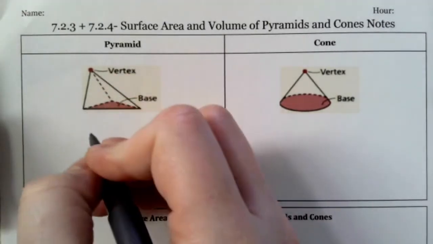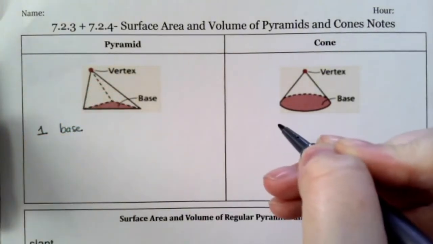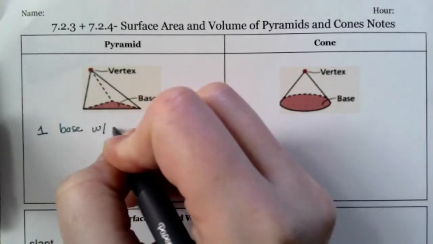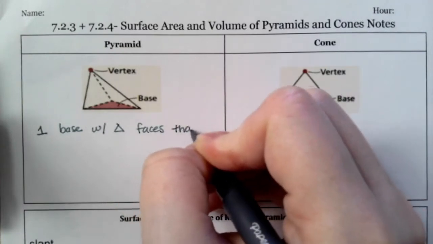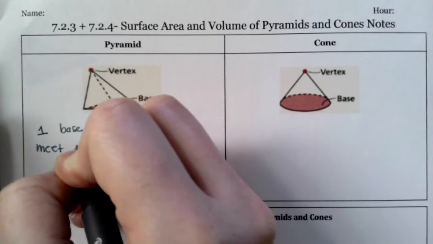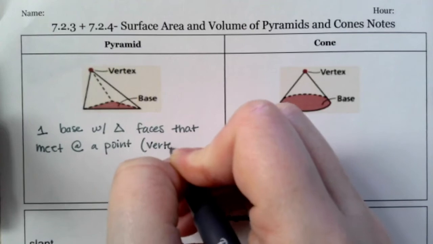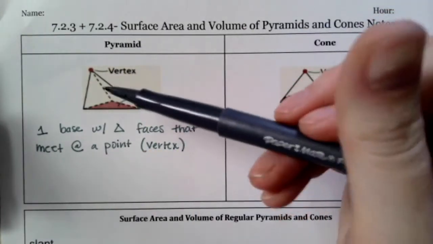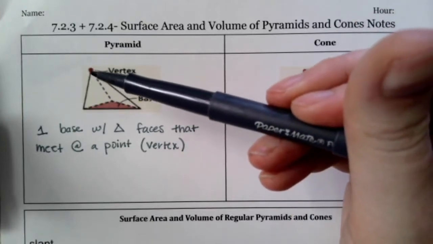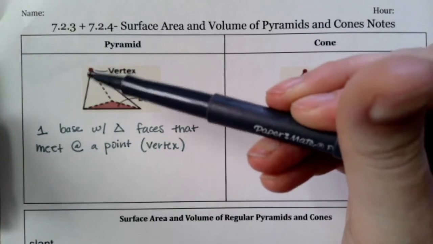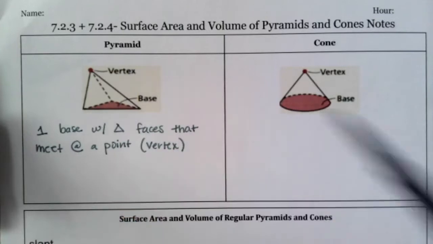And so let's do a quick definition of pyramids. They have one base with triangular faces that meet at a point which is called the vertex. If you haven't already, make sure you get a sketch of this. If you want to pause it, it's easiest to draw the front face, this front triangle, and then do the triangle base, and then connect the corners.